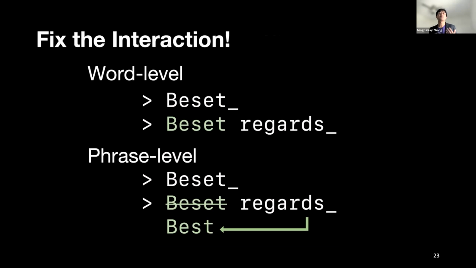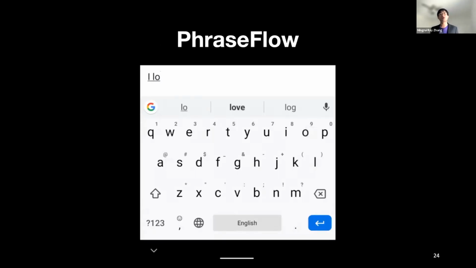So I say, why can't we delay the correction? In phrase-level correction, the keyboard can also correct previously typed words if it finds the later context is helpful. So when you press space, "be said" is no longer fixed and can be corrected to "best" with the context "regards." Here is a demo of phrase-level correction. The word "love" is not fixed, even when space is tapped. So when the keyboard sees "New York," it can correct "love" to "live."